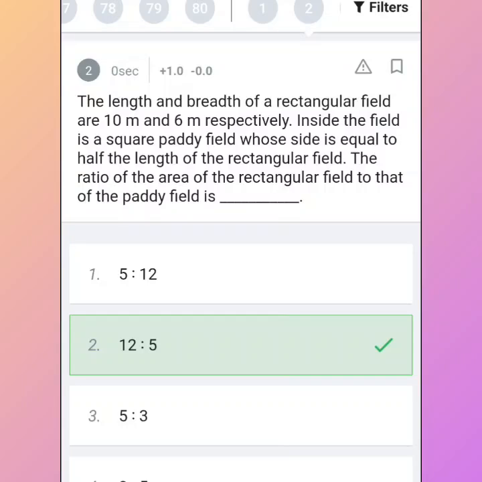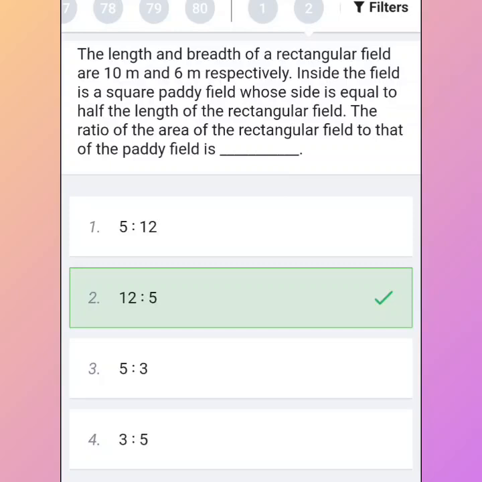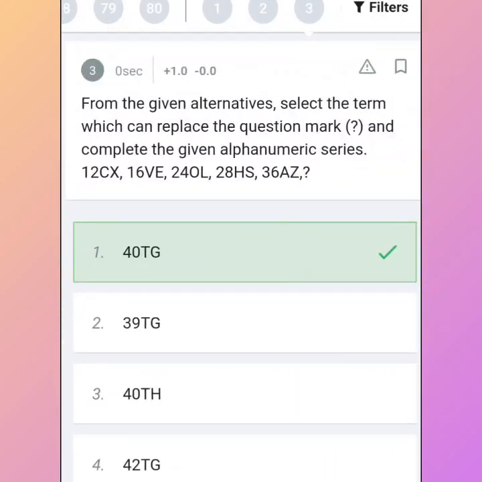The length and breadth of a rectangular field are 10 meters and 6 meters respectively. Inside the field is a square paddy field whose side is equal to half the length of the rectangular field. The ratio of the area of the rectangular field to that of the paddy field is option second, 12 ratio 5.